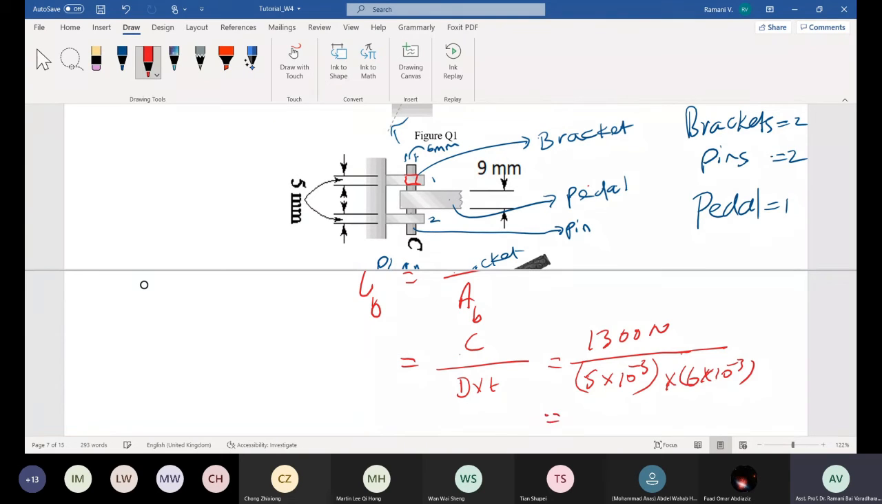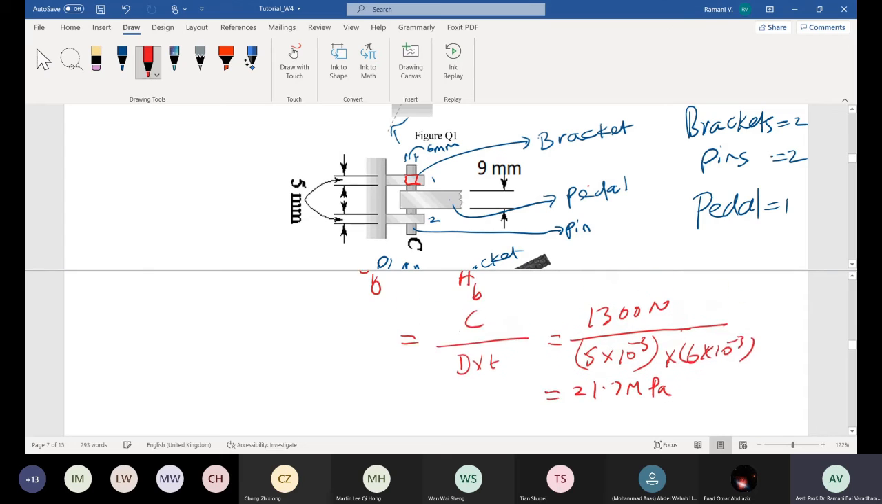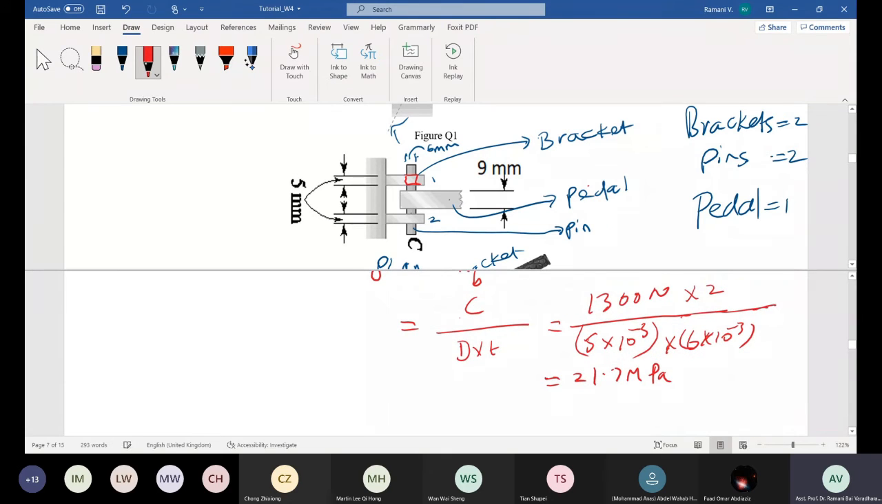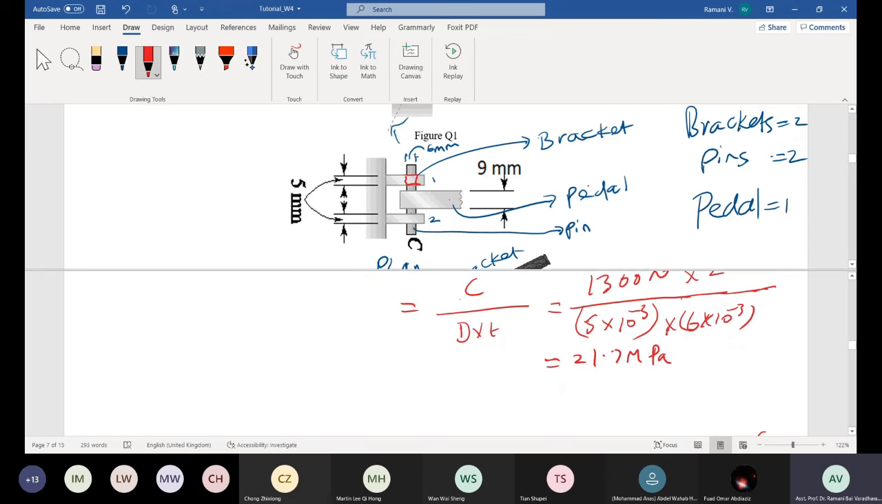So what is the answer you are getting finally? The answer is 21.7. All are almost close to each other. 21.7 megapascal. Okay, that's all. This is double times, so you have to divide the area. When you divide the area, the stress will go up. So you will get the answer as 21.7 megapascal.